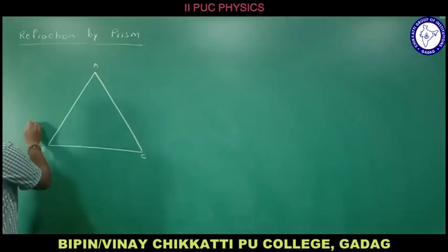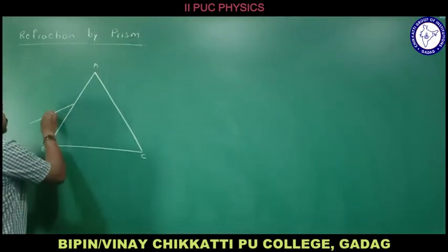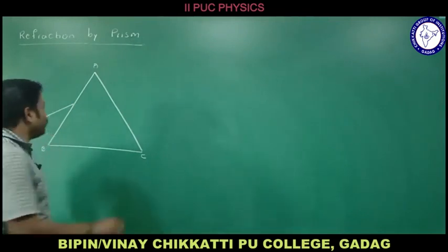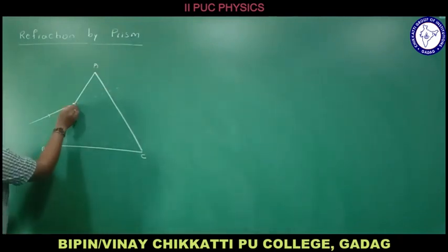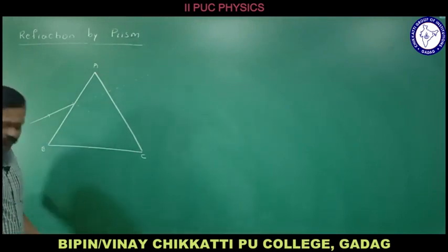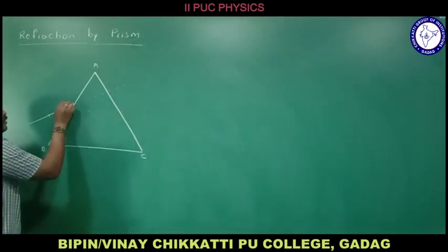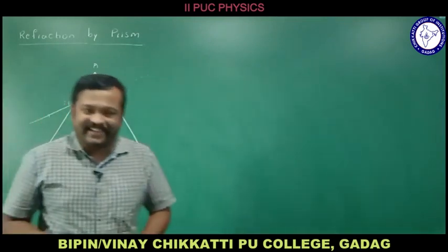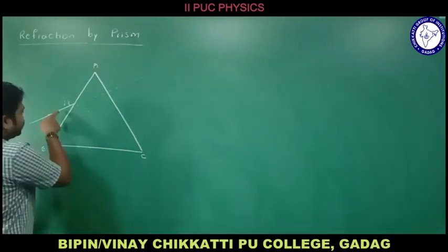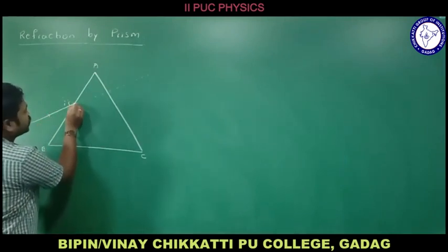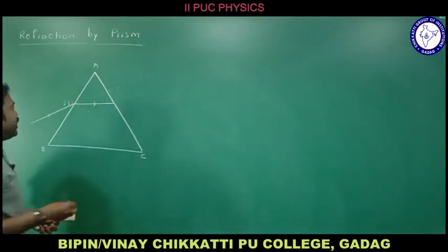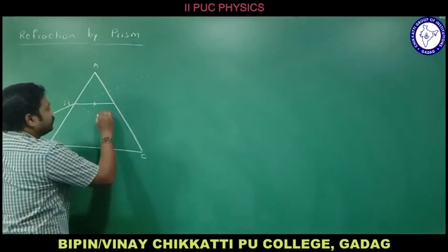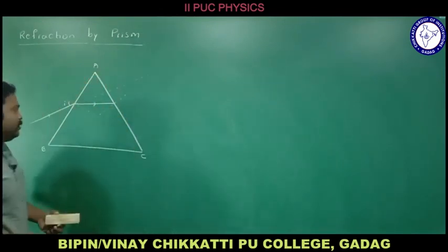Now this is the angle of incidence. If the prism was not there, then the ray would have gone like this. At this point, I need to take a normal, a perpendicular line, and this is the normal. And this is the angle of incidence. Let me take it as I. Now, as the ray is moving from rarer to denser medium, it bends towards the normal. Let me take like this, it bends towards the normal. And again, at this point, I will be taking a normal here.